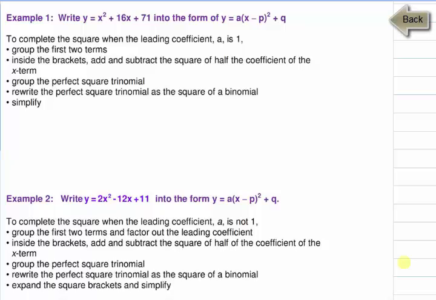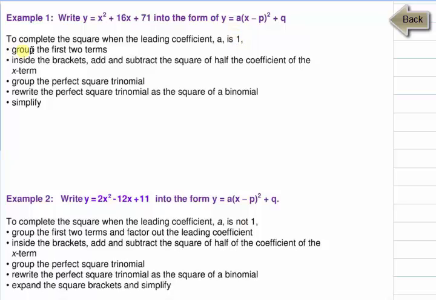So let's try our first example where we take a quadratic which is in standard form, and convert that so that it is in vertex form. Okay, so we want to go from standard form to vertex form. Our first example, we're going to take a look at a quadratic where the value for a is 1. So we're going to complete the square when the leading coefficient a is 1.